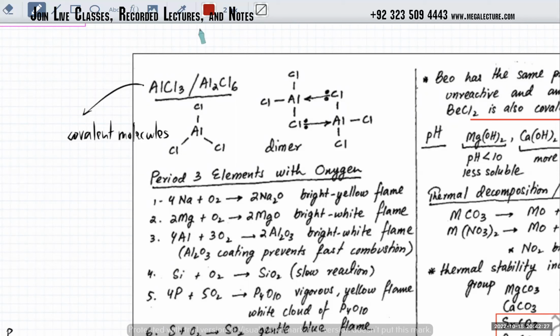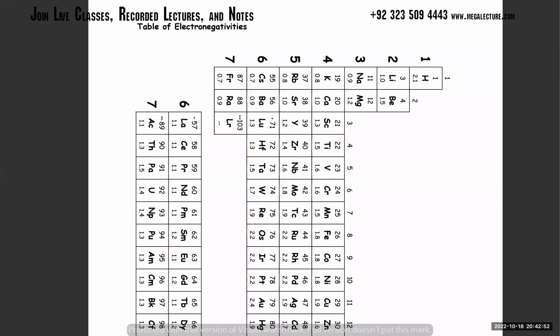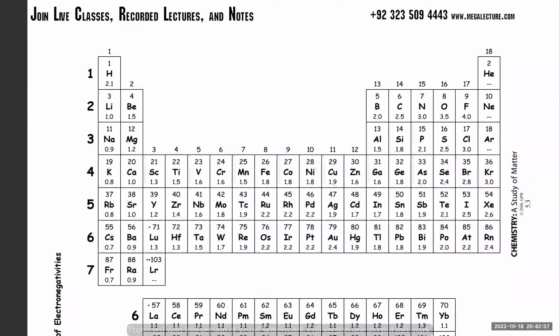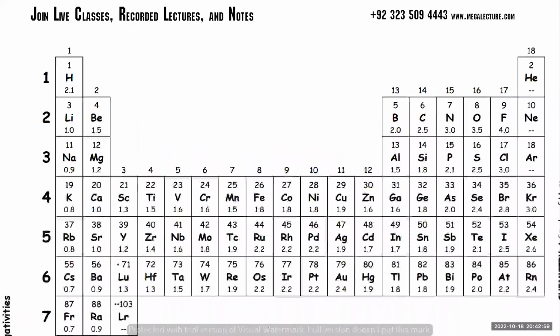So why do they form a covalent molecule? Because the difference in electronegativity is not very high.